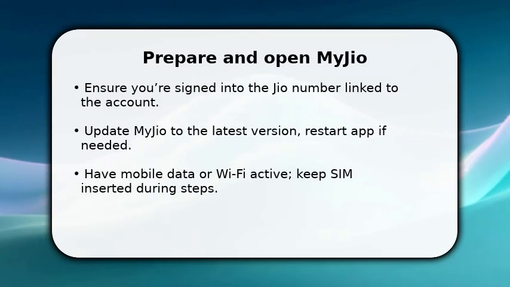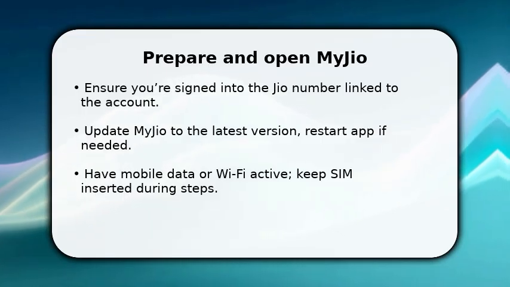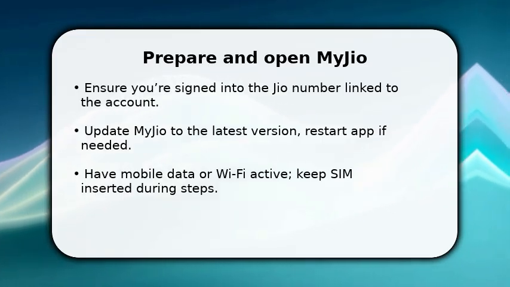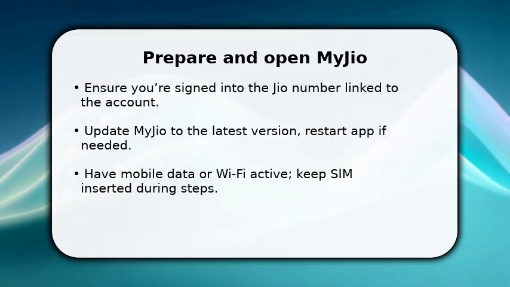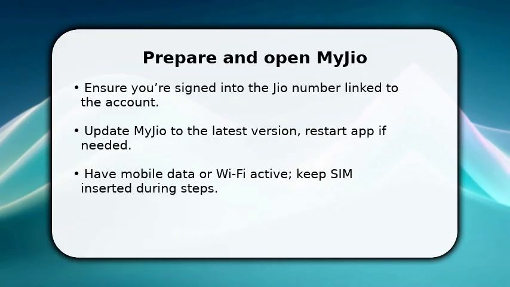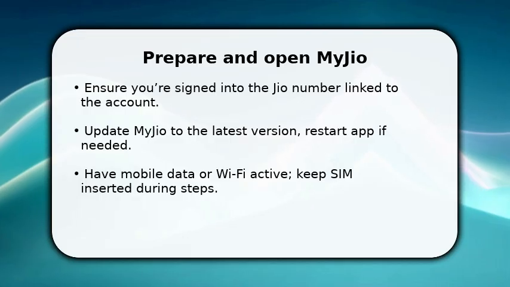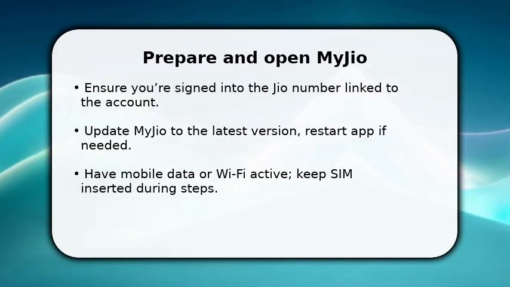Enjoy the video. You start by confirming you're signed into the Myjio app with the target geo number. This ensures the right profile and storage context. Once signed in, check for updates in Play Store or App Store and restart the app so settings load cleanly. Make sure your phone's network is on, either mobile data or Wi-Fi, because the app may fetch usage metadata.